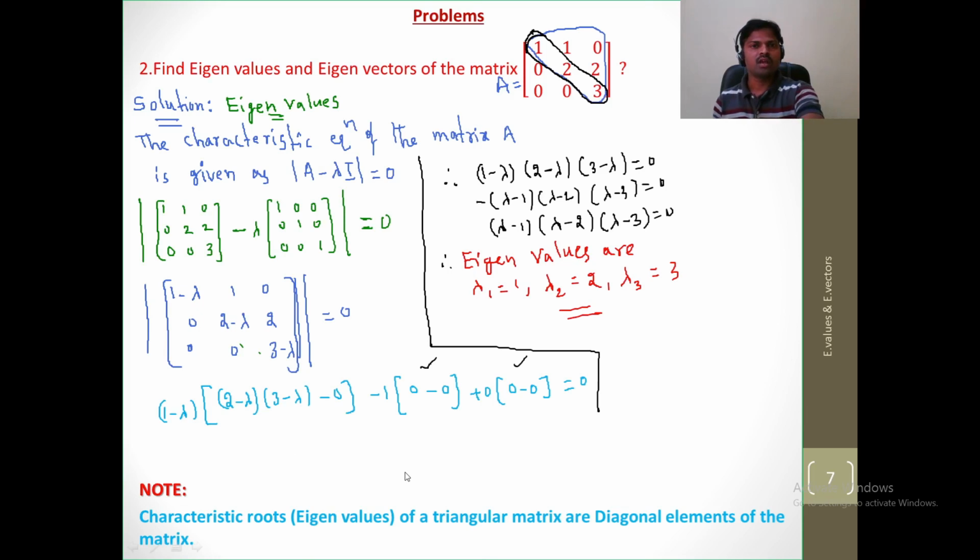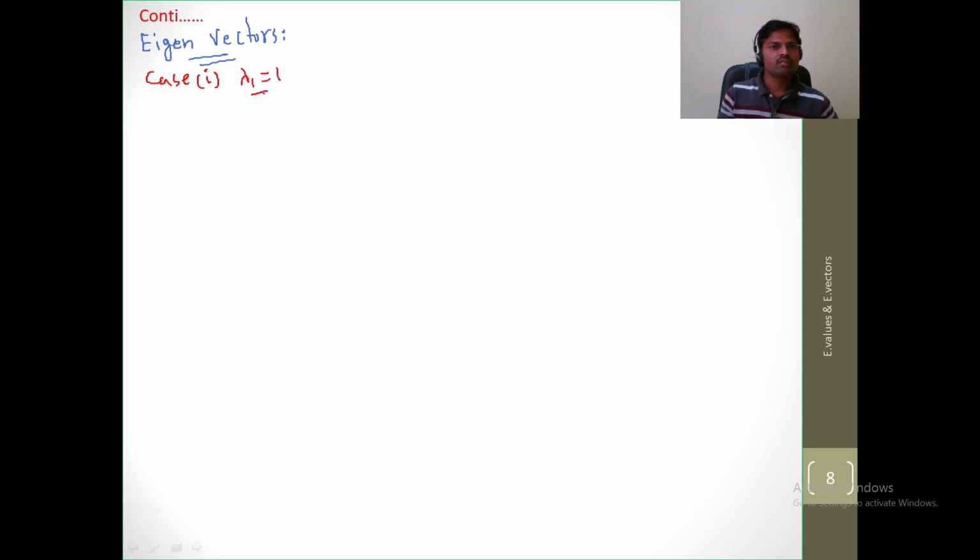Next, we come to the eigenvectors. How to write the eigenvectors? Next, eigenvectors. In this case there are 3 eigenvalues. Case 1: with respect to the first eigenvalue 1, we are finding the eigenvector. Okay, now let us proceed.